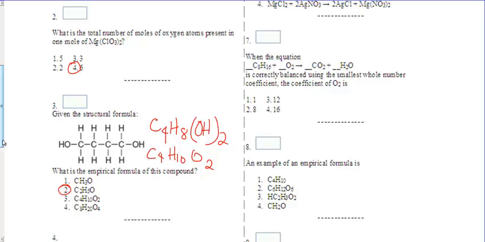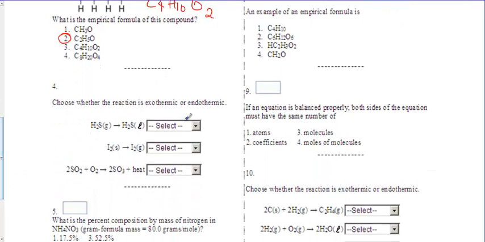I divided or simplified. Number 4, choose whether the reaction is exothermic or endothermic. Now, exo and endo, go back to the beginning of your unit notes when we talked about reactions. Exo means to release heat or energy, okay, and endothermic is to absorb. So in order to break a bond, you have to absorb energy, and when a bond is created, it releases energy. So we're going to look at our reaction here.